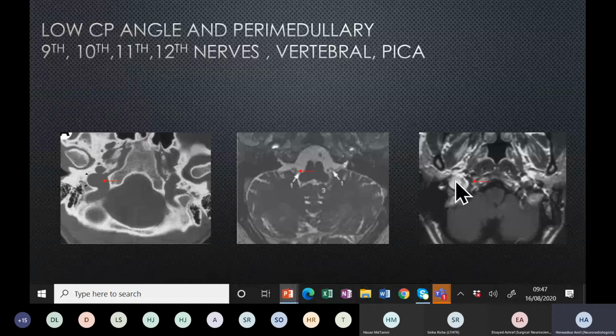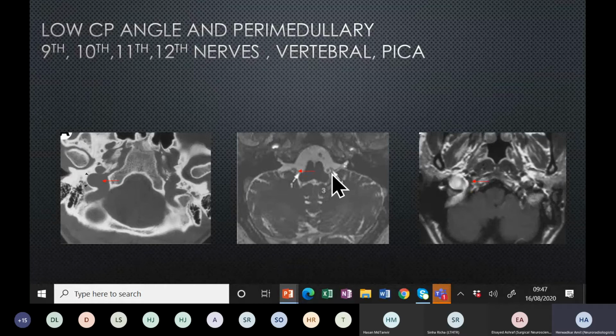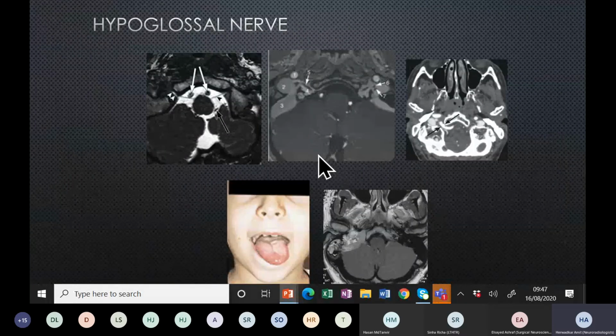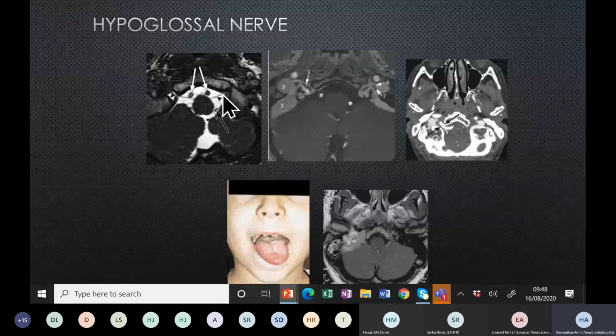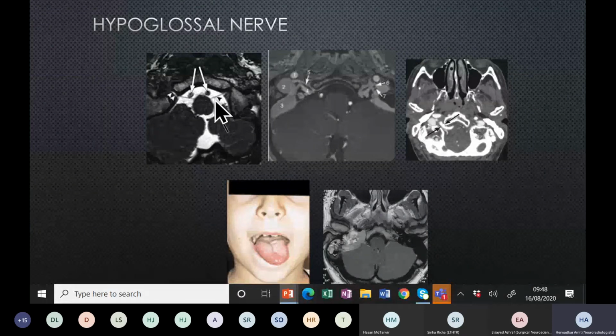And this is just to show you the jugular bulb with the enhancement within it, and the jugular vein and the sigmoid sinus leading on towards it. So these are the perimedullary systems with the 9, 10, 11th nerve. But also we know that the hypoglossal nerve does not enter into the jugular foramen, but enters the hypoglossal canal. And this is the CT scan of a different patient to show the anatomy.